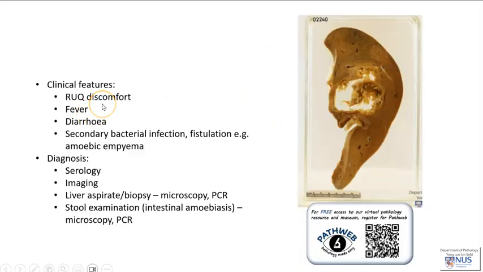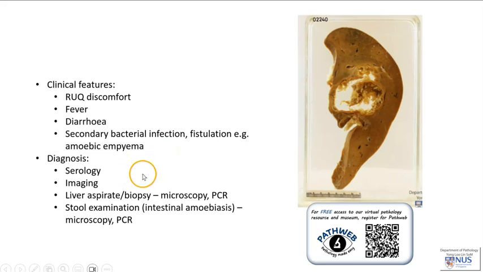Clinically, the patients may experience some right upper quadrant discomfort, fever, and diarrhea, especially if there is amoebic dysentery as well, with gut involvement. There may also be secondary bacterial infection as well as fistulation. So you can see here, there is an abscess in the liver, and this can potentially break out into adjacent organs. For example, it can erode through the diaphragm and give rise to amoebic empyema in the right pleural cavity.